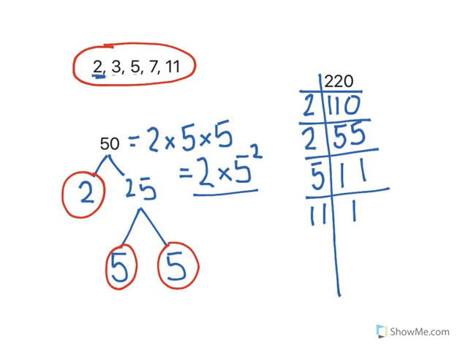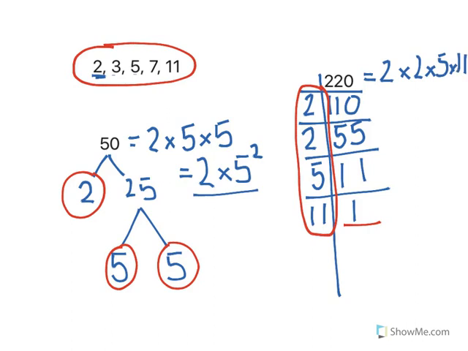Once I've hit 1 here, I know I can stop, and all of these numbers are the primes that I need. So finishing up, because that in itself will not get you the full marks, we have 2 times 2 times 5 times 11, and then tidying it up into index form, there are 2 of the 2's multiplied together, so 2 squared times 5 times 11. That can get you 3 to 4 marks in a GCSE.